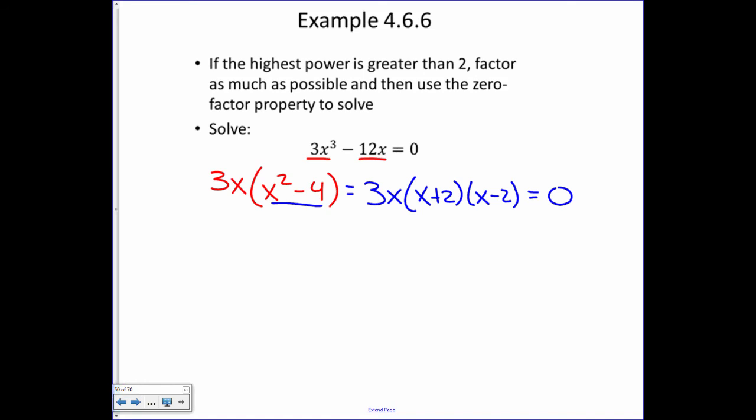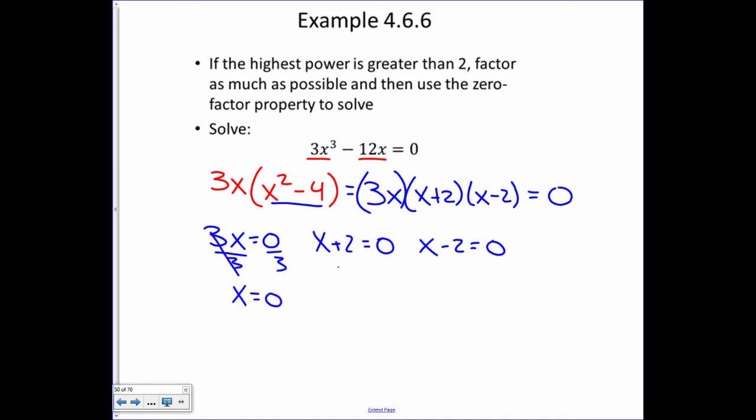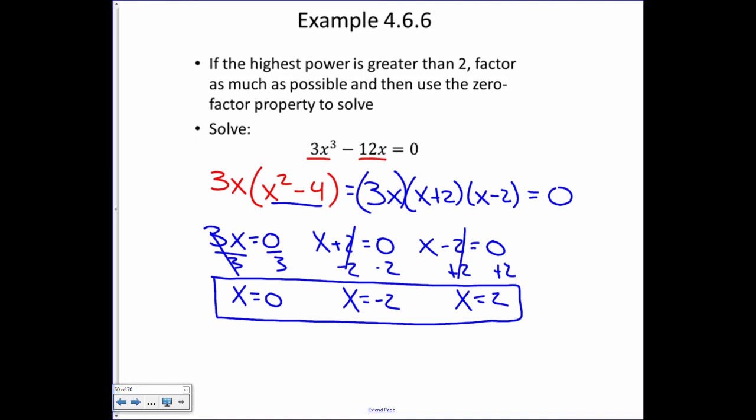So now, we still want to take each piece and set it equal to 0. Except now we have 3 pieces. We want to say 3x is equal to 0. X plus 2 is equal to 0, and x minus 2 is equal to 0. Well, for this one, if we divide by 3, you just get x equals 0. Here we subtract 2, and we get x equals negative 2. Add 2 and you get x equals 2. And so for this problem, we have 3 solutions.